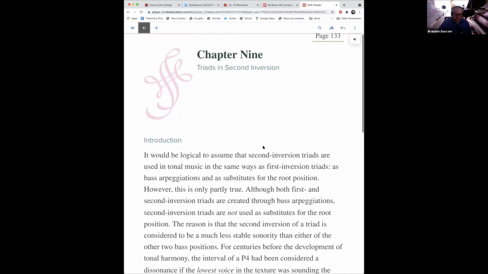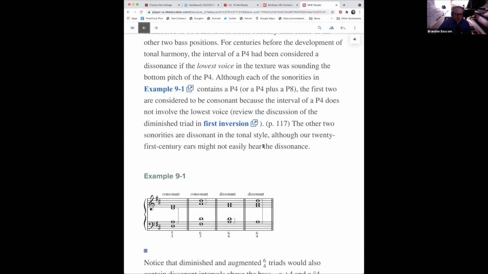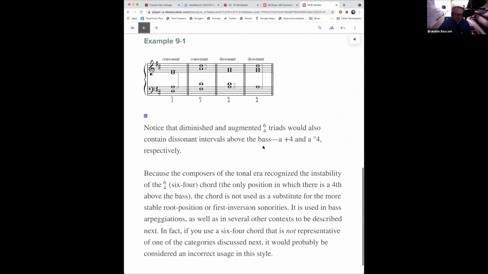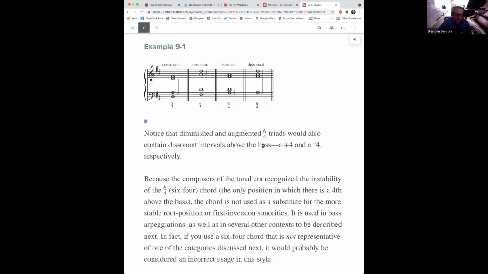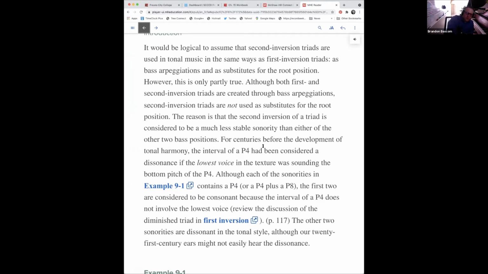Triads and second inversion. What do we need to remember? Okay, so first inversion triads were used as bass arpeggiations and substitutions, and that's kind of true of the second inversion chord here, yeah? But second inversion triads are not used as substitutes for root position. It's an unstable chord, yeah?